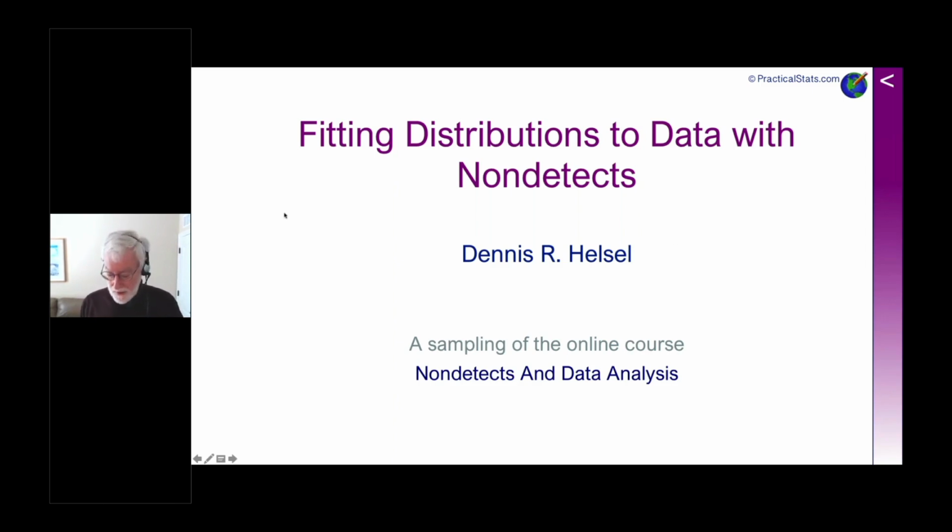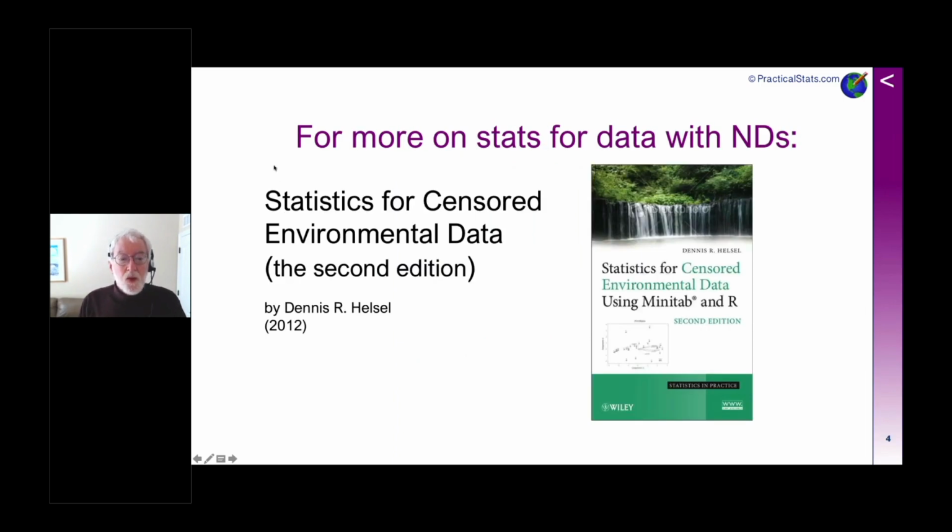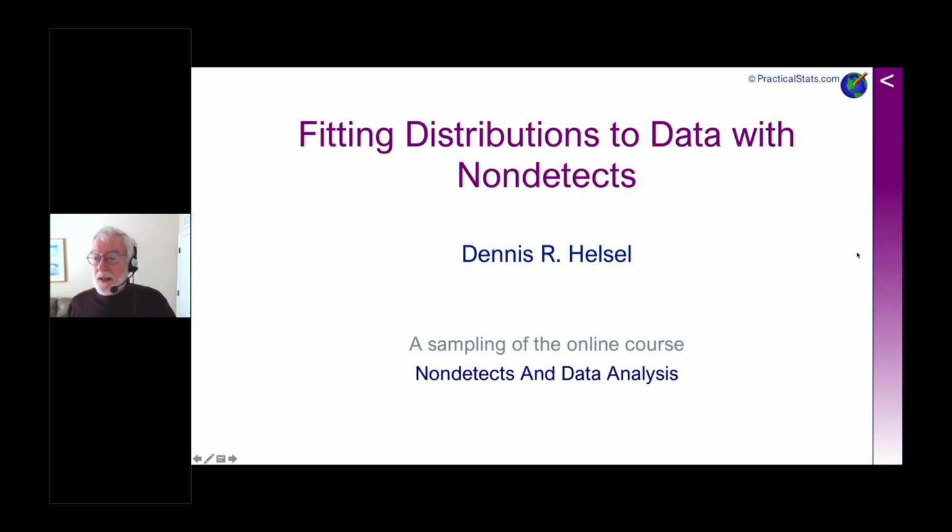First, I just want to let you know that there is this book from 2012 called Statistics for Censored Environmental Data Using Minitab and R, and there's a lot more information in the book than we're going to do today. So this is just one small piece of that. All right, well, then let's get started.